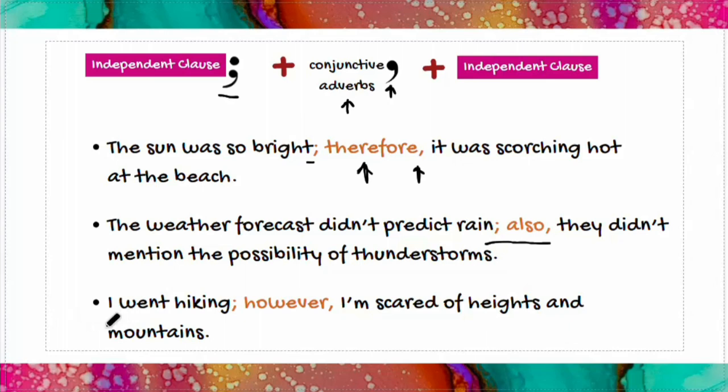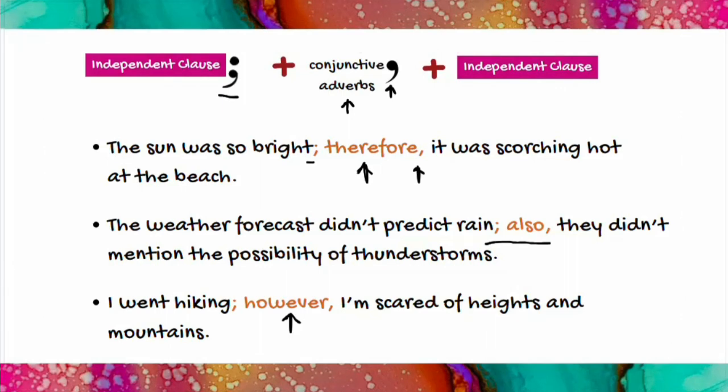Third example is, I went hiking; however, I'm scared of heights and mountains. Now here we have a contrast. I went hiking. I was scared of heights. So we are connecting these two independent clauses or complete sentences with a conjunctive adverb, "however." And this is the way how we use it: semicolon, conjunctive adverb, comma, rest of the sentence. I hope that this structure is also clear to you.